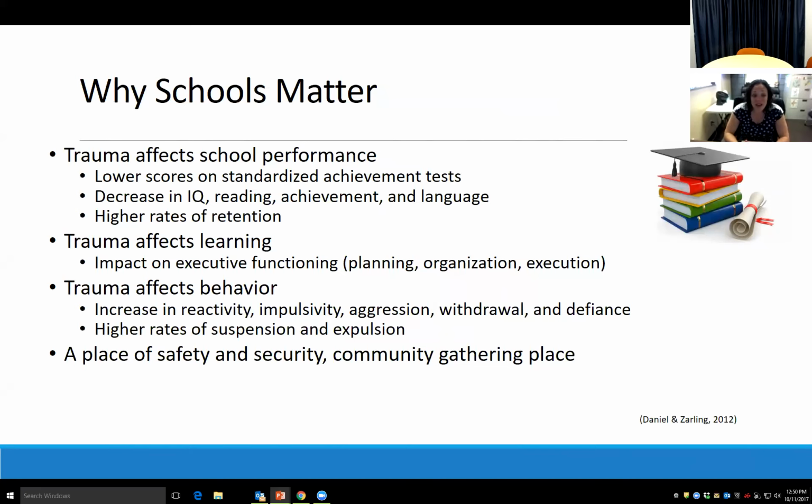And school matters because for many kids, not all, but for many kids, school is a place of safety and security, and it's a community gathering place. So it can really be a place that's a protective factor if we can make it such for a child.